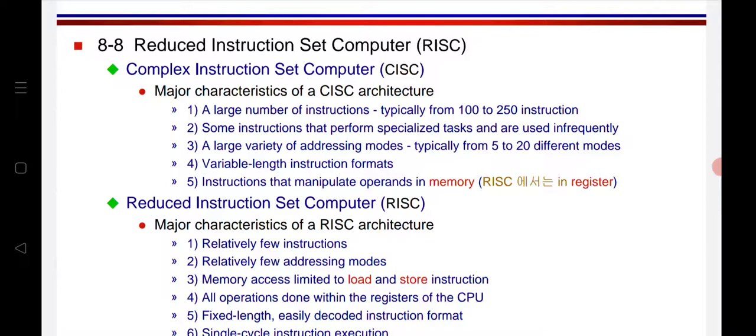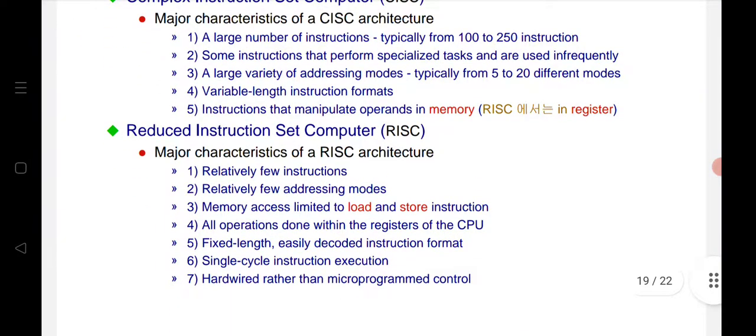Next, the instructions can manipulate operands in memory. That will be there in the complex CISC instruction architecture. This is related to the CISC instruction set.